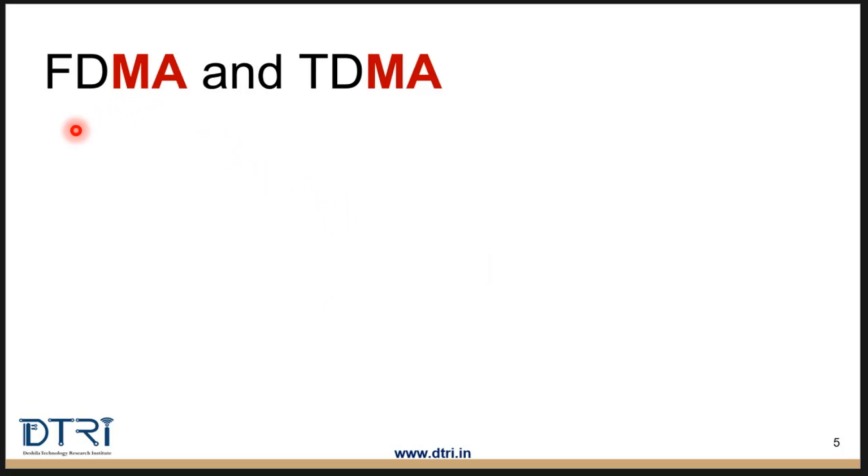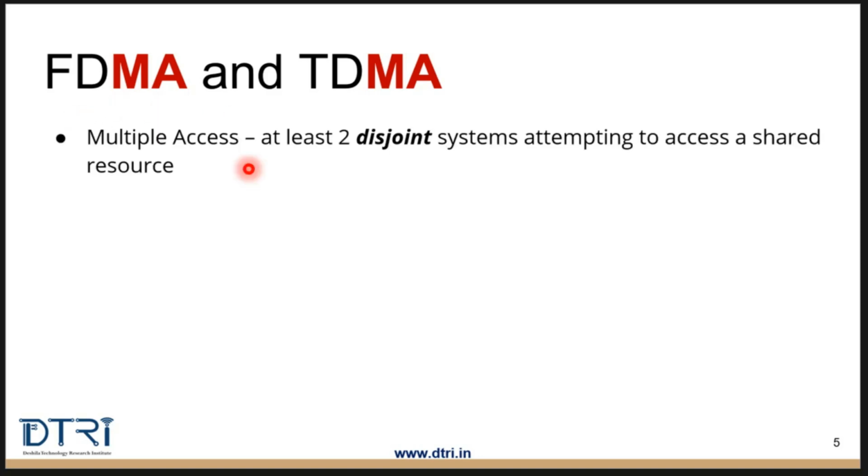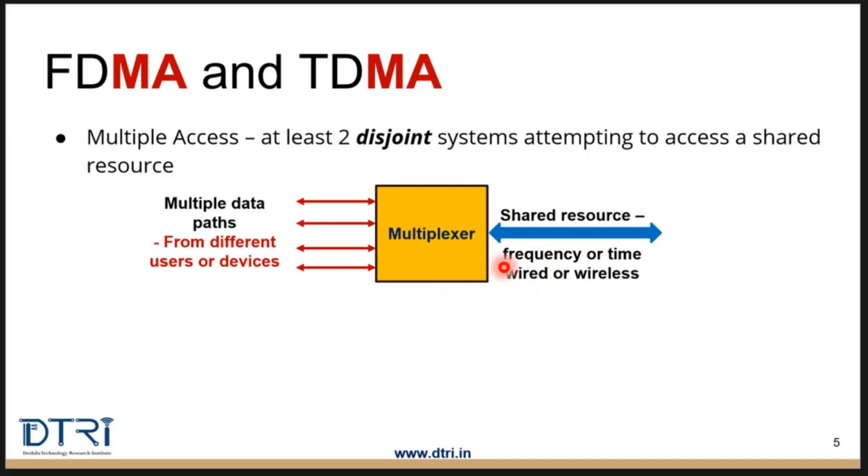Now let us look at the acronyms FDMA and TDMA. Here MA stands for multiple access. By definition, multiplexing and multiple access are not very different. Even here, like in the case of multiplexing, it is an arrangement where data is coming from multiple paths and needs to be sent over a single medium which is shared with other data paths. The difference here is that the multiple data paths also represent different users or devices and hence are called two disjoint systems. These different devices or users could be from very different backgrounds, like one user trying to send video and another sending a text message over the shared resource.